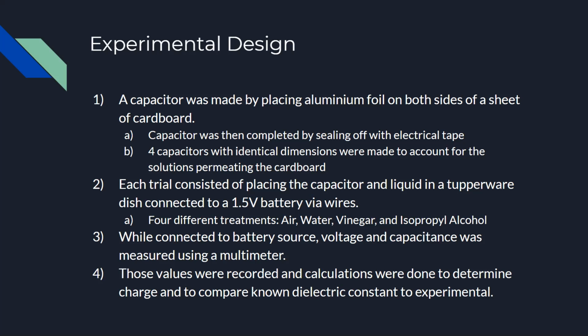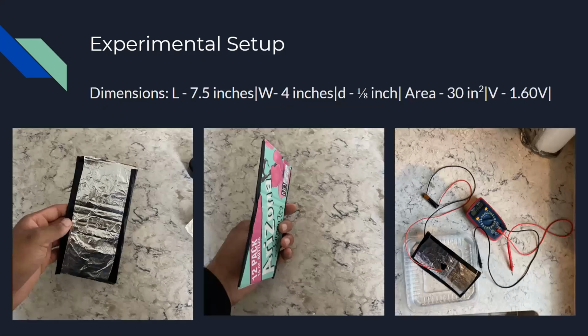Each trial consisted of placing the capacitor and liquid in a Tupperware dish connected to a 1.5 volt battery via wires in a circuit. The 4 different treatments were air as the control, water, vinegar, and isopropyl alcohol. While connected to the battery source, voltage and capacitance were measured using a multimeter, and those values were recorded and calculations were done to determine the charge, and to compare the known dielectric constant to the experimental one to test the accuracy of the measurements from the multimeter.